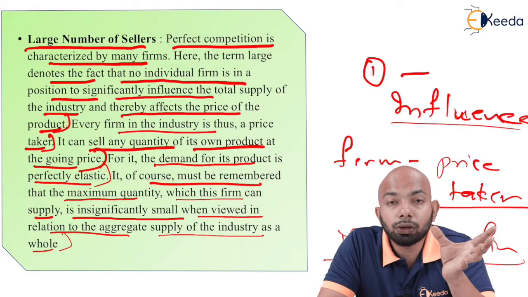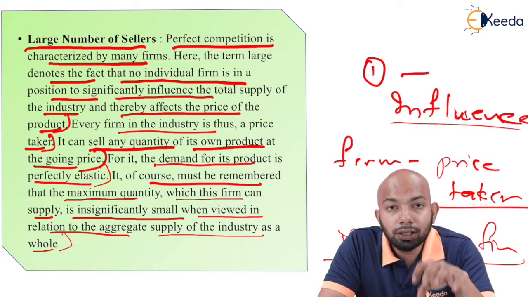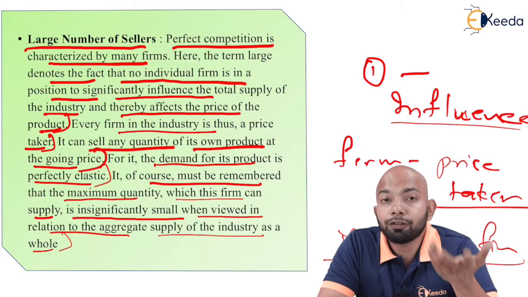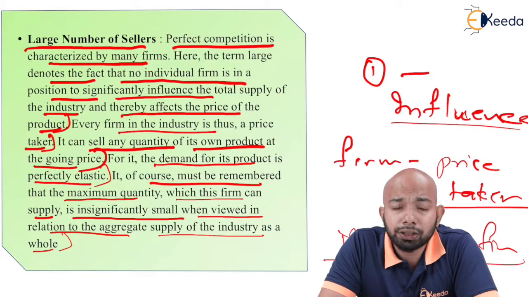You don't take the whole swimming pool at all. So the whole swimming pool is the industry. One firm is giving out only one mug of water. Imagine how many mugs and how many firms can be there. That's the kind of relation that you can have here.